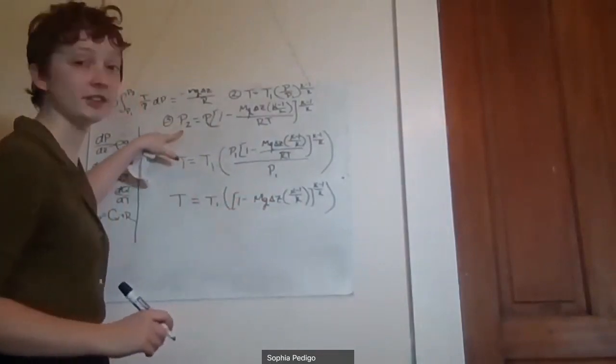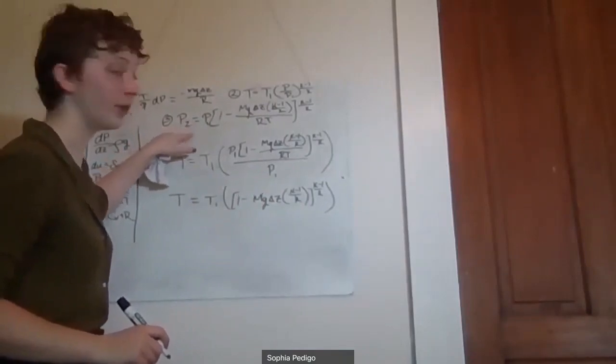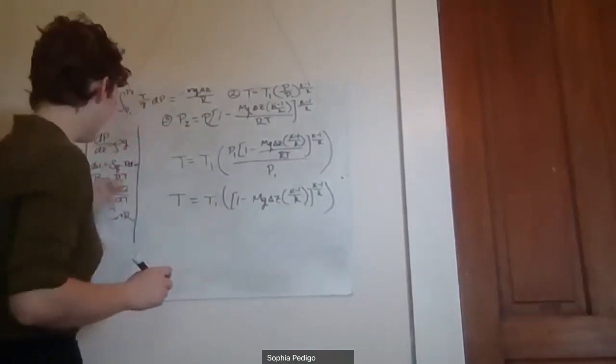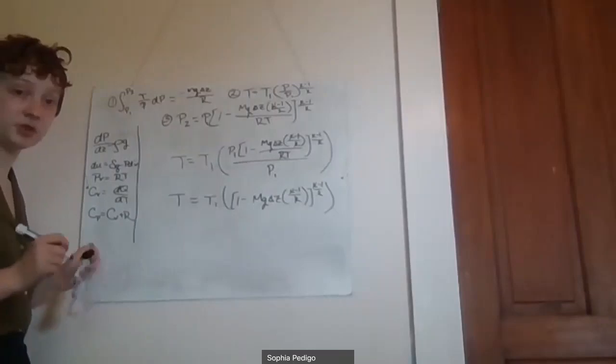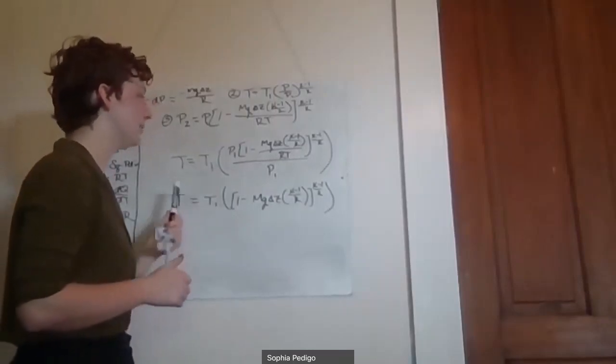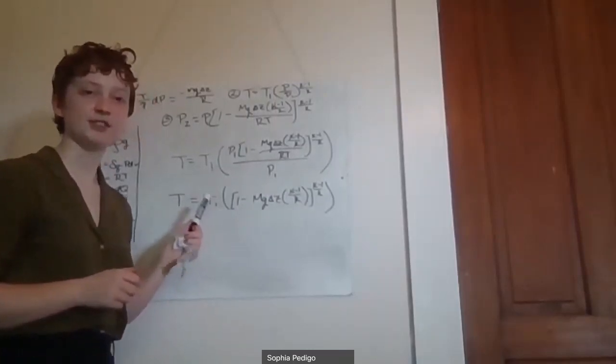And right up here we have an expression which shows the variation in pressure with altitude. So using only these equations and the assumptions that I stated at the beginning, we were able to find the variation in temperature and pressure with altitude.